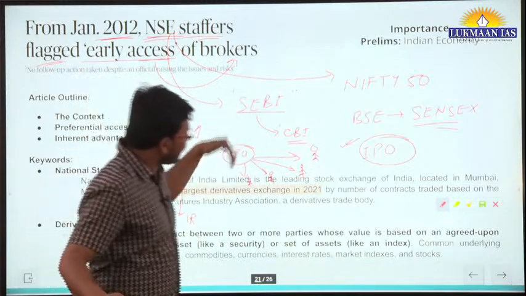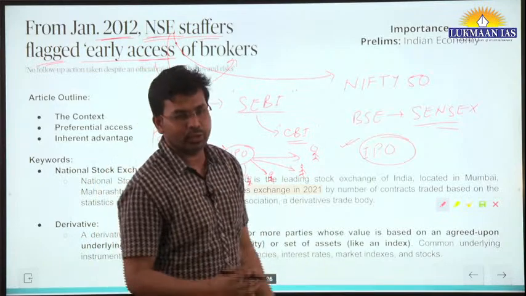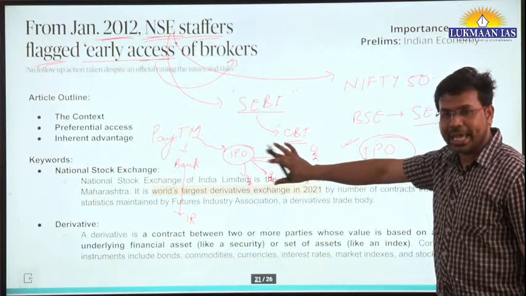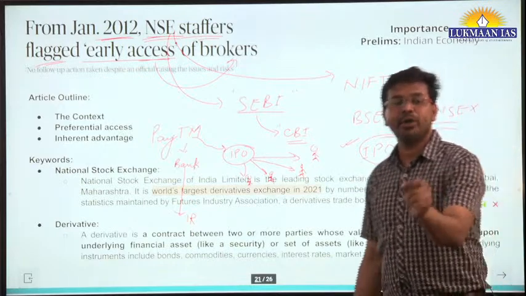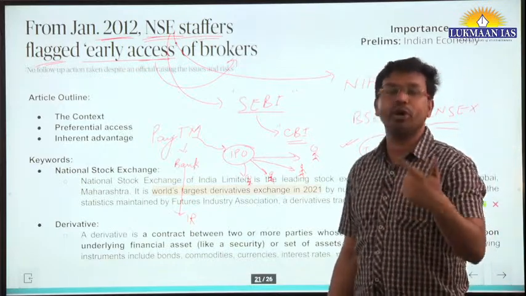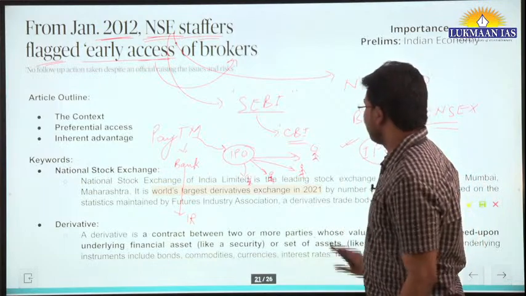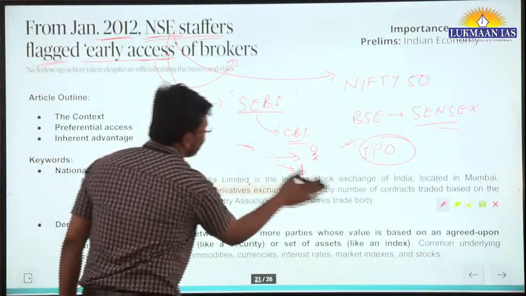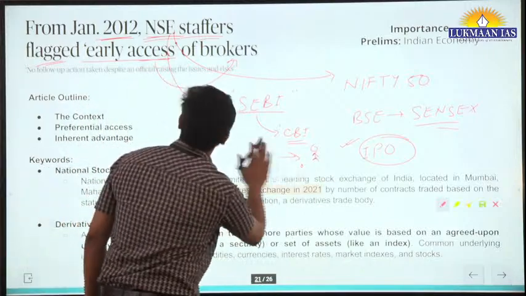But there are multiple other factors where an IPO plays a role. So I hope you understood the basic things. IPO stands for initial public offering. After that, they have a follow-up public offering as well. We will discuss them in detail later on. Now let us understand this particular article.